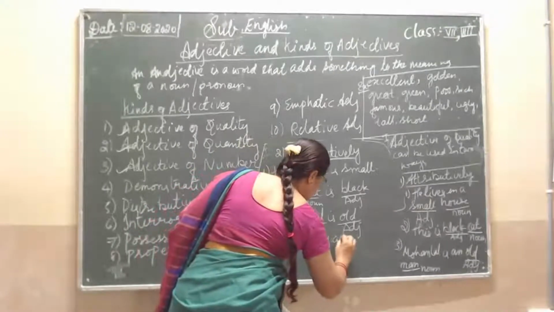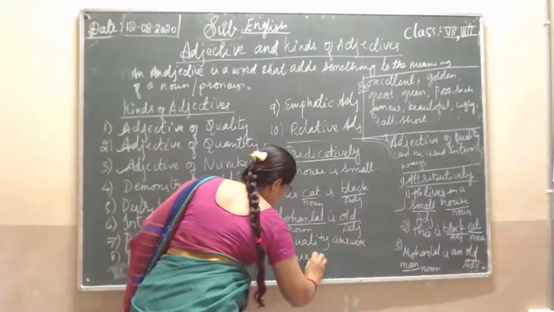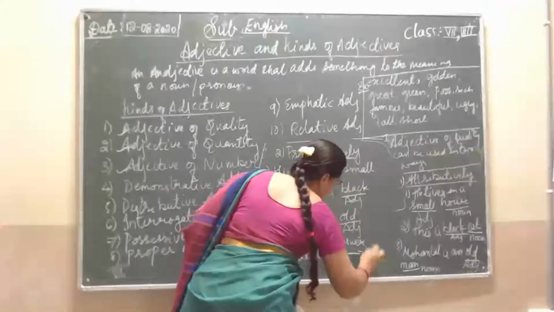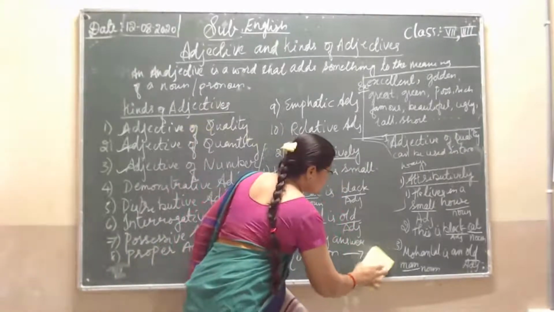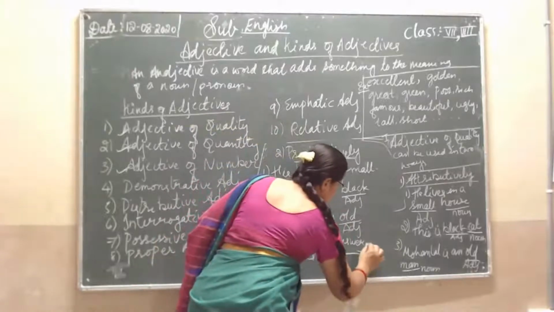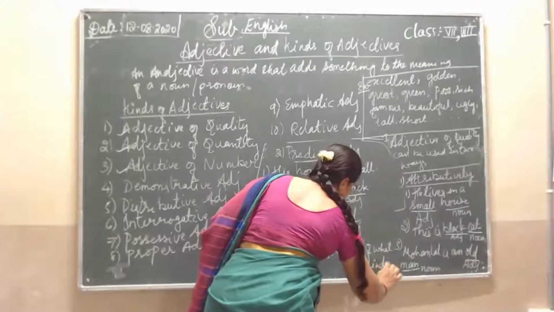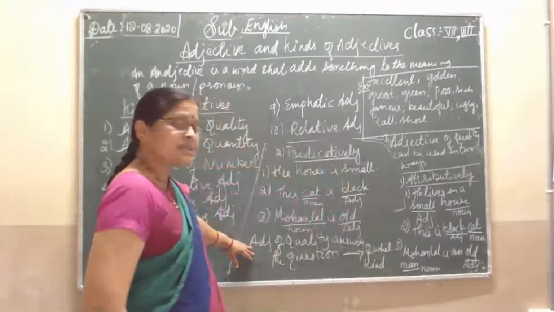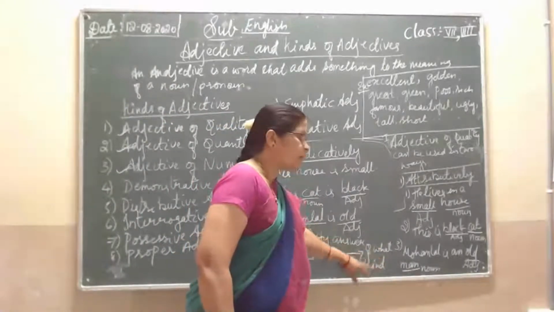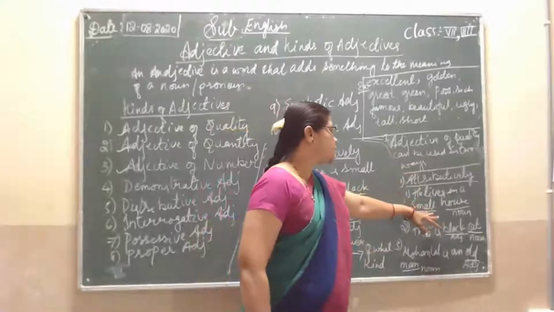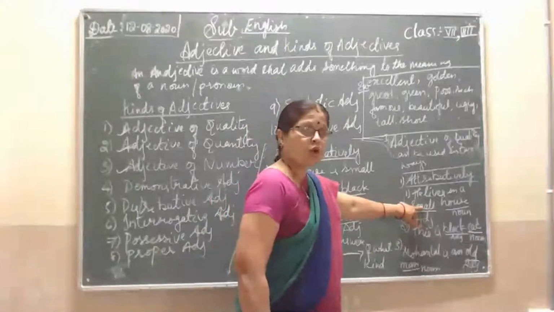of what kind. When you ask a question using the words of what kind, you get the answer. He lives in a small house. What kind of a house is it? It is a small house.